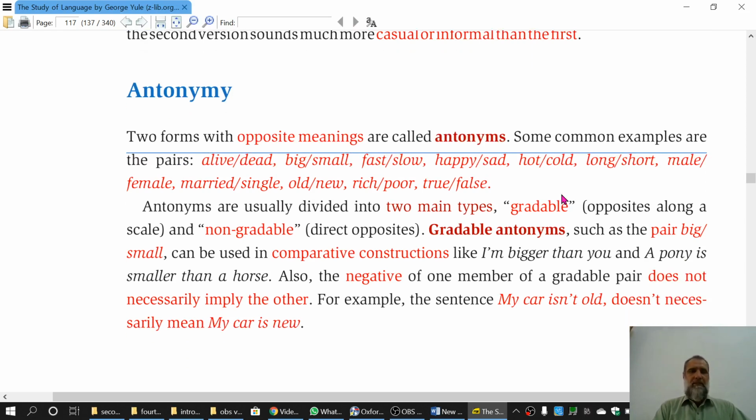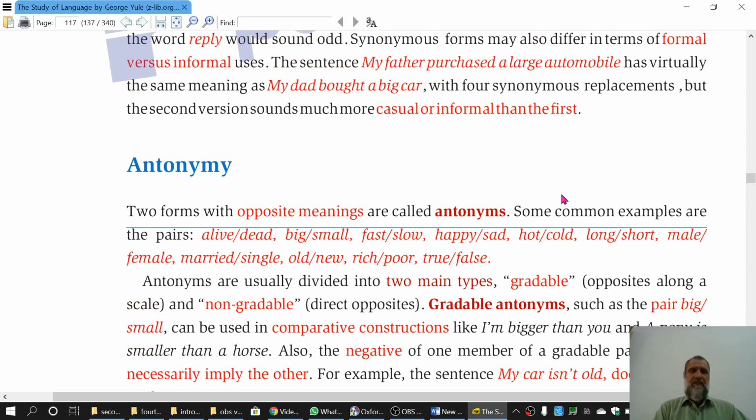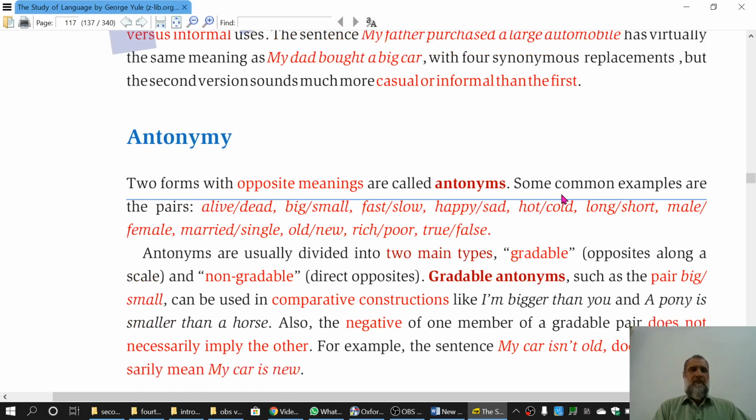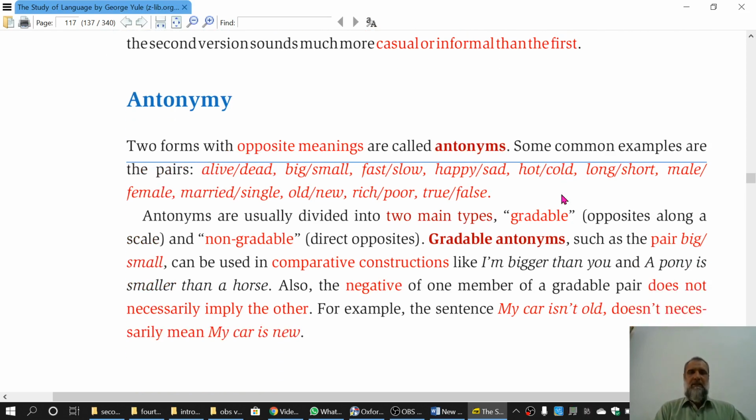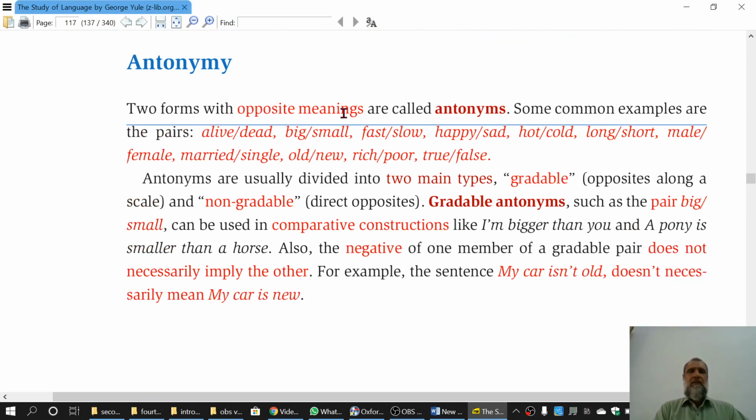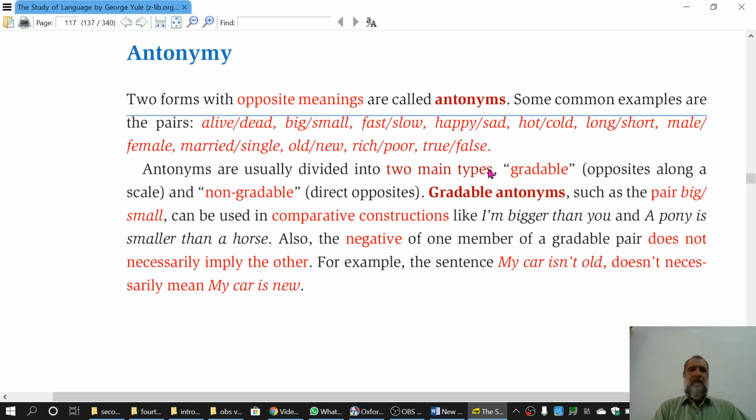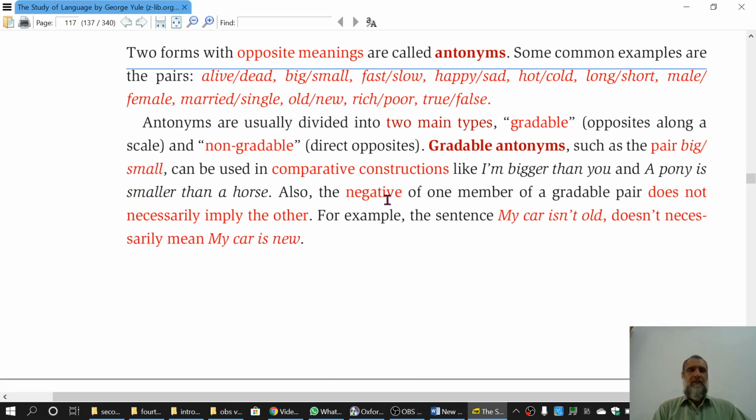This is the next lexical relation, antonymy. Synonymy was the first, antonymy is the second lexical relation. In this case, two words have opposite meaning, and this opposite meaning relationship is referred to as antonymy, and these opposite words are called antonyms. These pairs, for example, alive, dead, big, small, fast, slow, happy, sad, hot, cold, long, short, male, female, married, single, old, new, rich, poor, true, false. These are its examples.